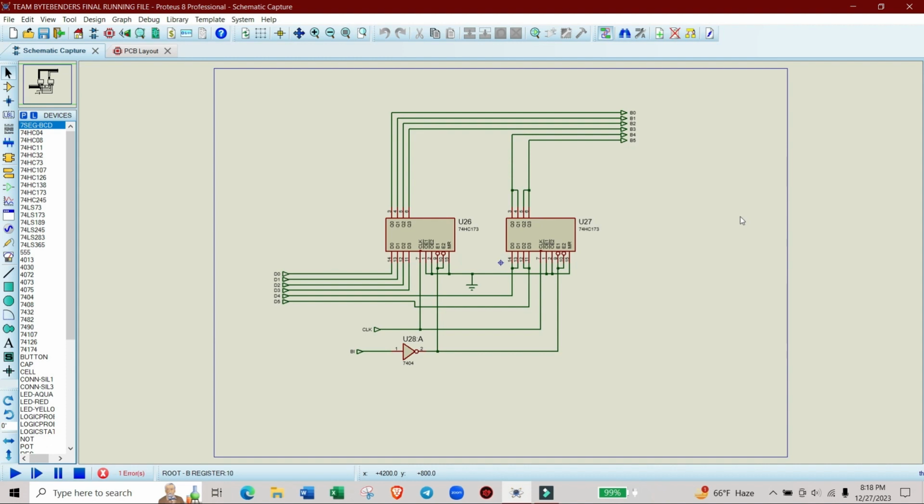So how does this B register work? To add two numbers together, the CPU would load one of the numbers into the accumulator and the other number into the B register. The CPU would then execute the add instruction, which would add two numbers together and store the result in the accumulator.